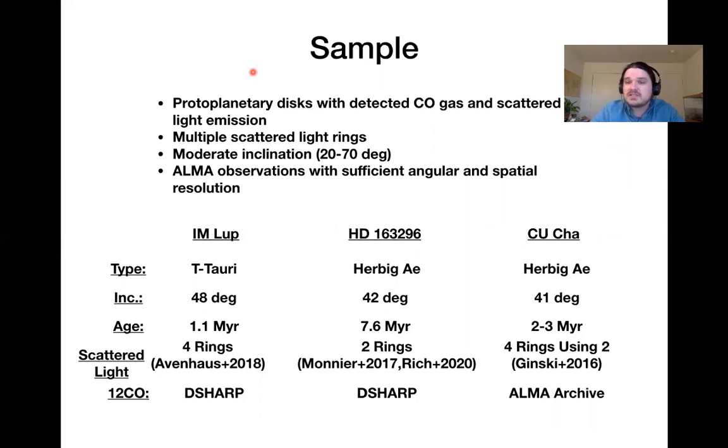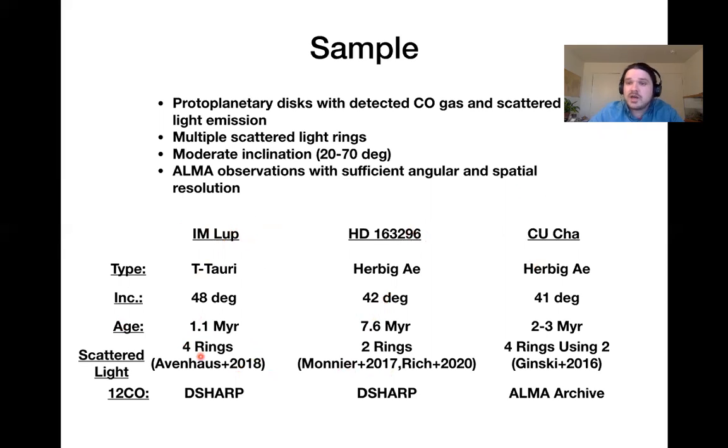And when you throw all those things in, what's available in various previously published data and archives is IM Lup, HD 163296, and CU Cha. These objects really don't have very much in common, except for the fact that they're protoplanetary disks. One's a T Tauri, the other two are Herbigs. They all have a moderate inclination. IM Lup is the youngest, while HD 163296 is the oldest, at around 7 megayears.